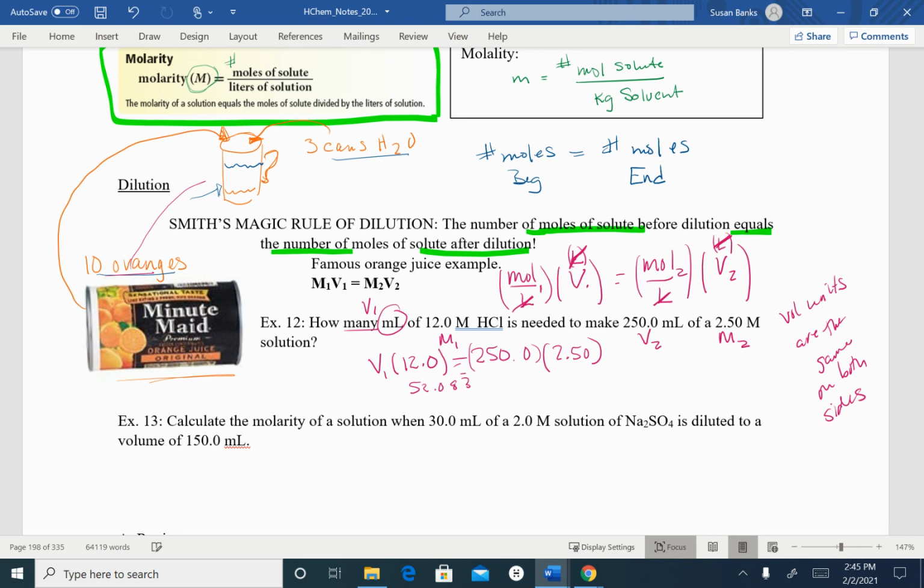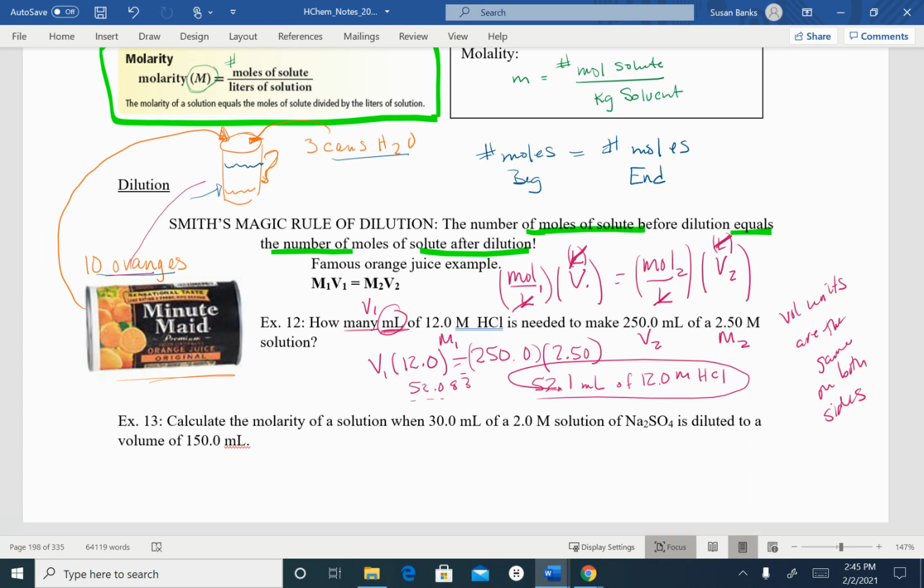Now, we need to remember that the volume that we are doing is in milliliters because that is the volume that we have put in here. We only have 3 sig figs, so 1, 2, 3. That 8 tells us to round up. So we're going to report this as 52.1 milliliters of that 12 molar HCl, hydrochloric acid, is what we are going to need to start with. So 52.1 mils are what we're going to have to start with.